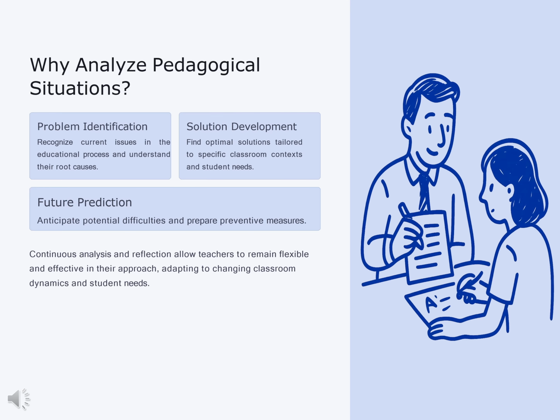The analysis of pedagogical situations is important for at least three reasons. It helps identify existing problems and clarify their underlying causes. It supports the development of solutions suited to the actual needs of a particular class or learner group. It also makes it possible to anticipate future difficulties and to adopt preventive measures before those difficulties become more serious. The statement at the bottom of the slide is especially important. Continuous analysis and reflection allow teachers to remain flexible and professionally effective. In a changing classroom environment, such flexibility is indispensable.